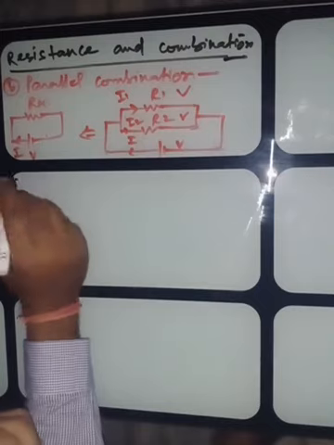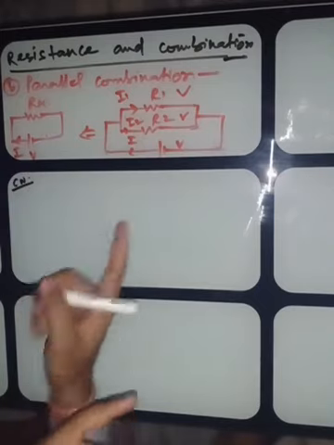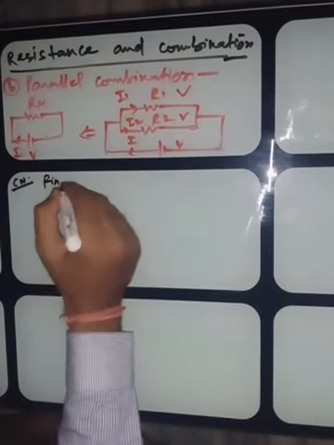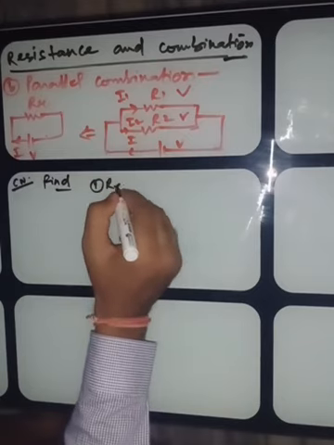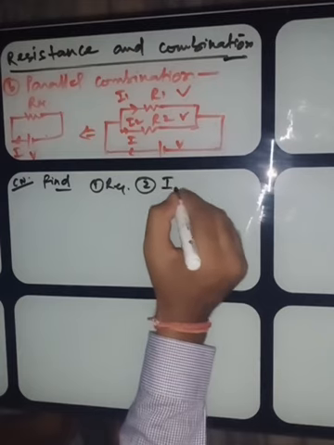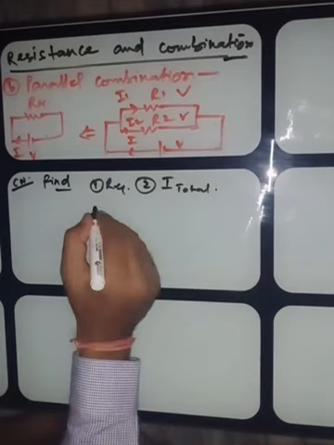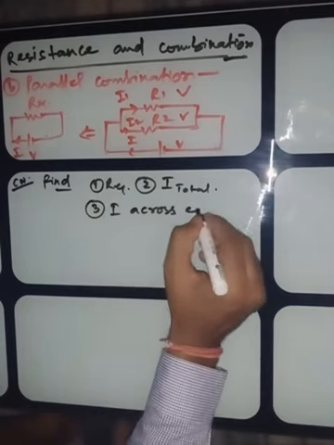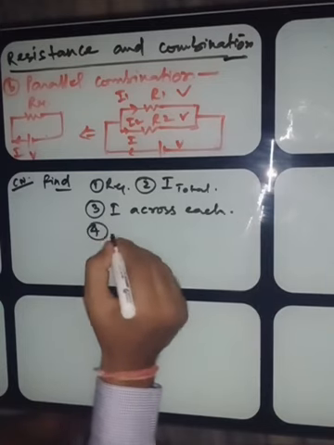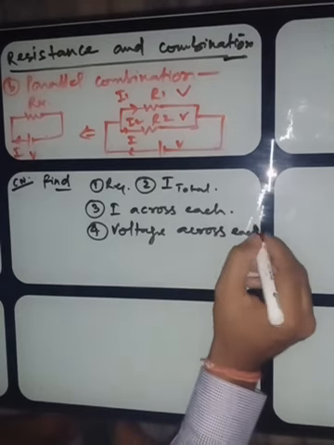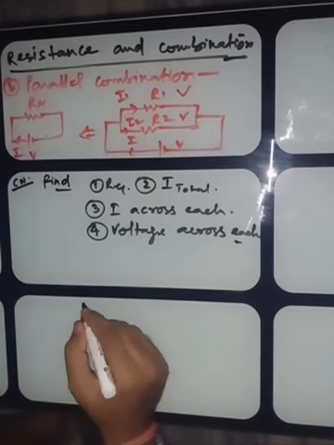The very simple question I'm giving you, my dear student. This is your classwork. You will show me. Now, the question is, you have to find four things. The first, R equivalent. The second, total current, I total of the network. Third, I across each resistor. And the fourth, voltage across each resistor. Okay, my dear student, and this one is question 1.